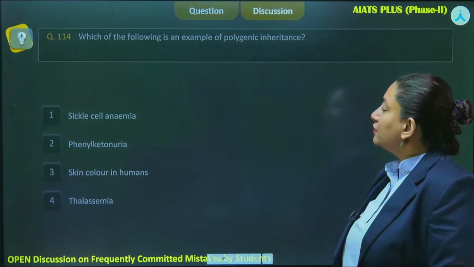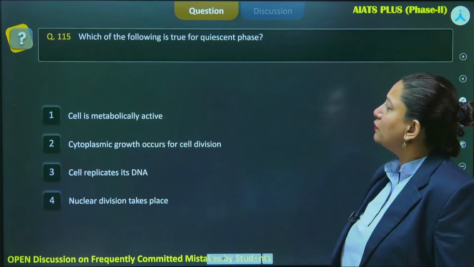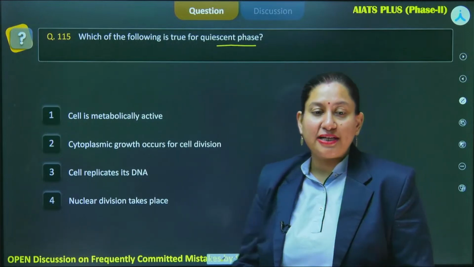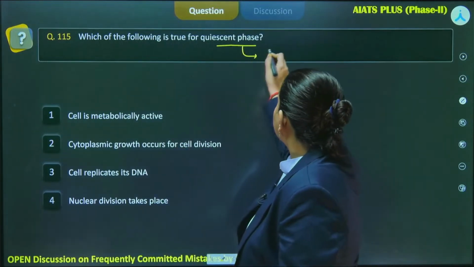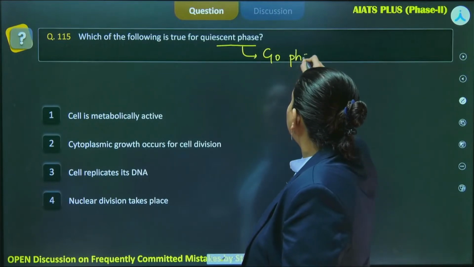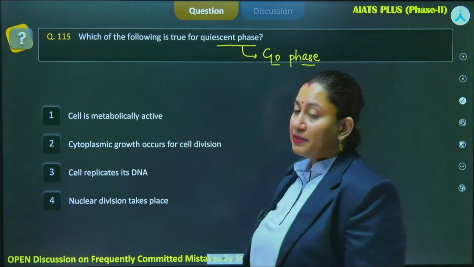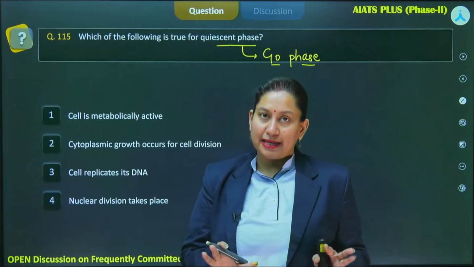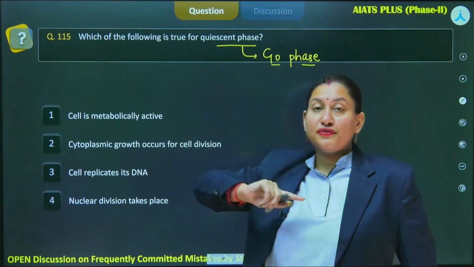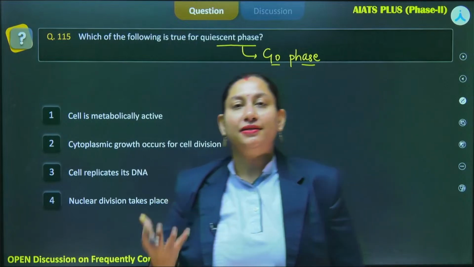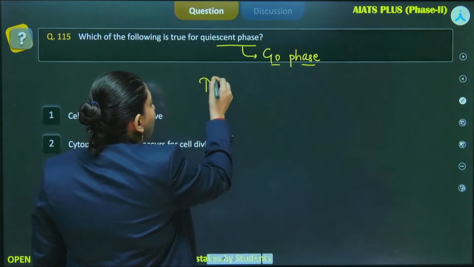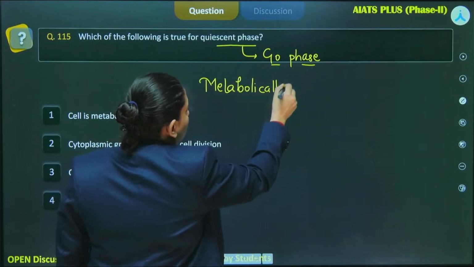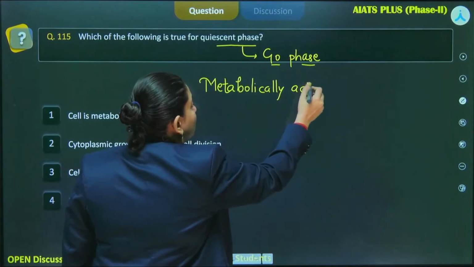Now, let's move ahead to another question, which talks about which of the following is true for quiescent phase, right? So, as the name suggests, quiescent phase is basically depicting the G0 phase, right? That means it is going to be static in terms of certain functions of the cell cycle. So this is going to be static in terms of cell division. So basically, the characteristic of this phase is that the cell is still metabolically active, right? The cell has to be metabolically active.